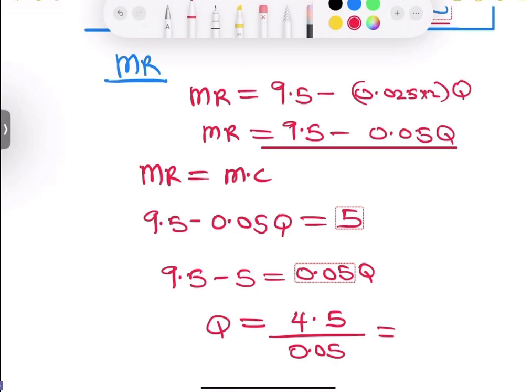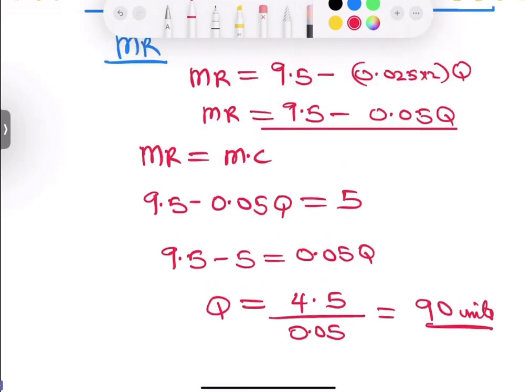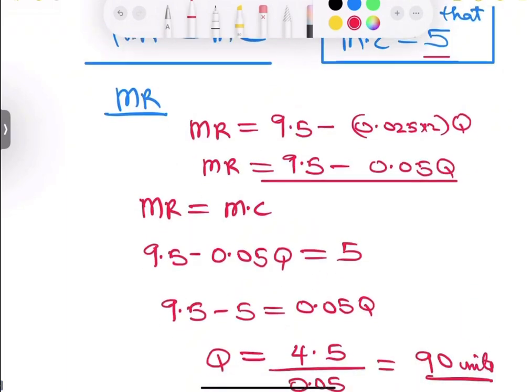What is it giving you? Do you have 90? I have 90 as well. Me too. Fantastic. So that is the units that we need to produce. But remember, this topic is about pricing. The question is, what price should we charge to be able to sell these 90 units? So it's the same equation we're going to use, right?